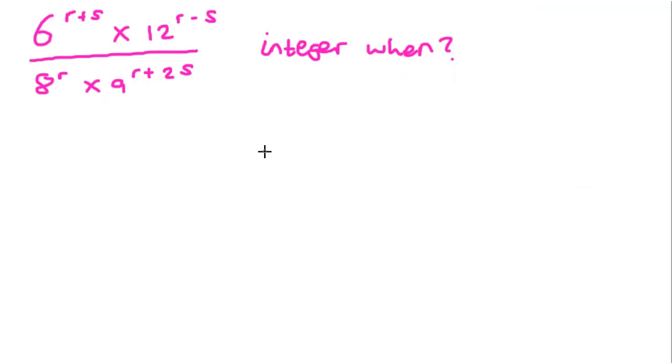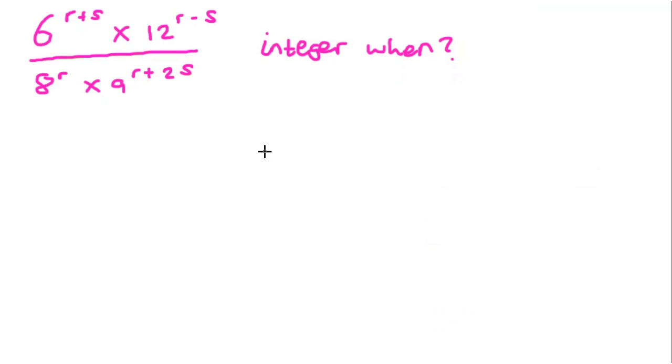Have another Oxford MAT question. This one again is the first question on a paper, I believe it's 2008. We're given this expression here, and we're given a few options with inequalities involving R and S, and we have to find some sort of inequality where this expression here is going to be an integer.